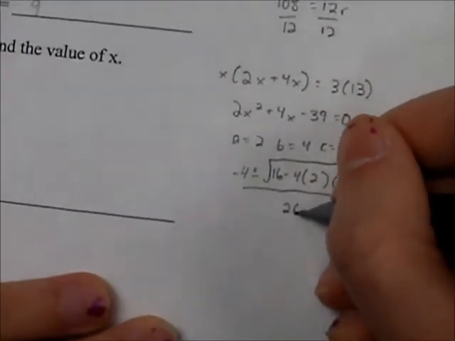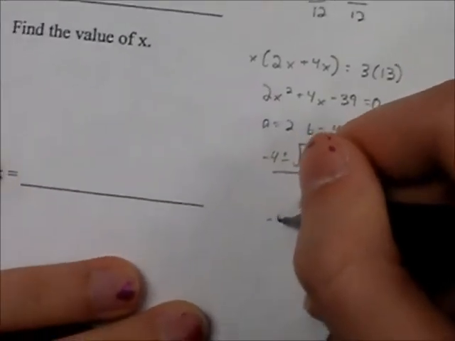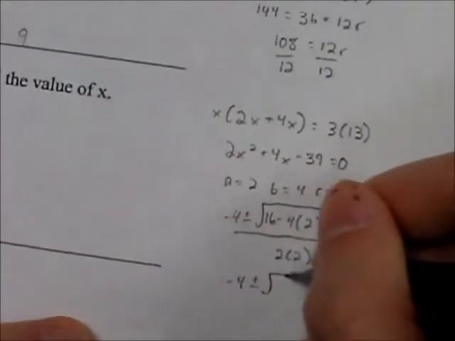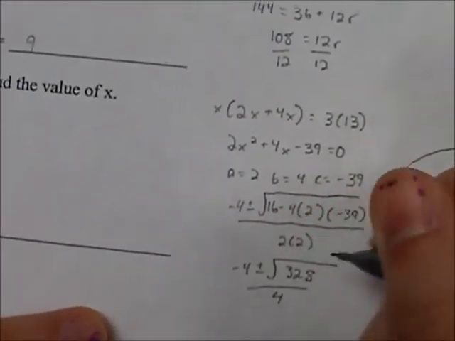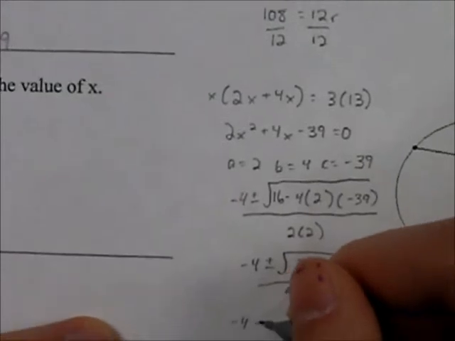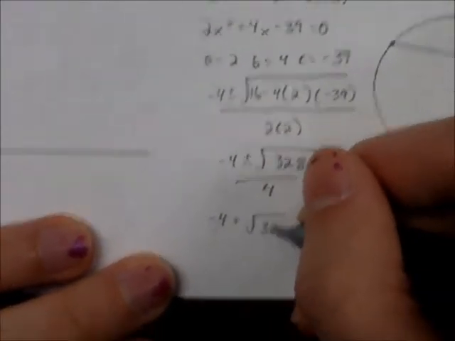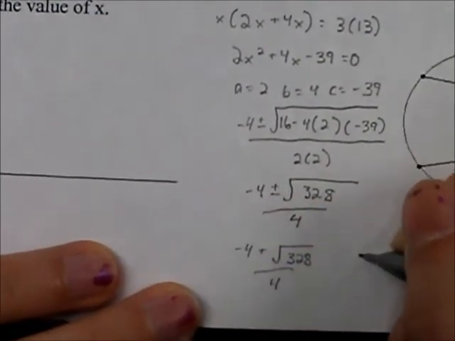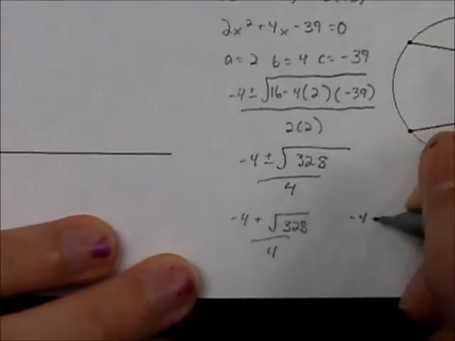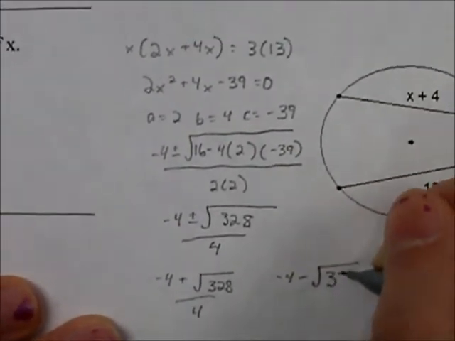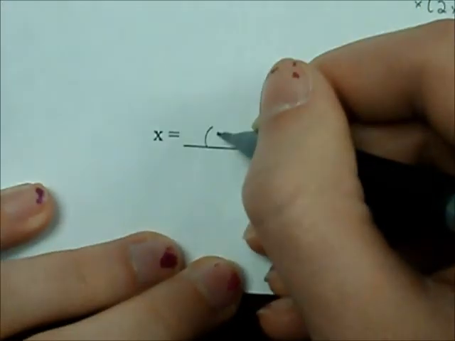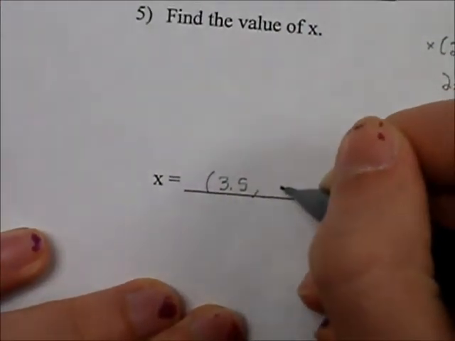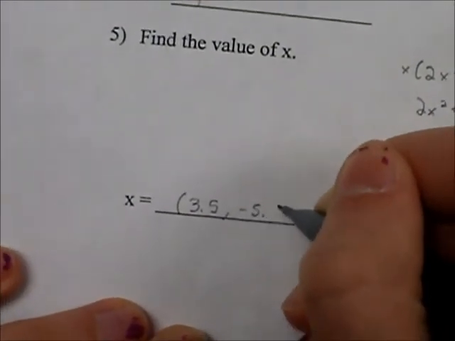And negative 4 plus or minus the square root of 328 over 4. We add and subtract, so negative 4 plus the square root of 328 over 4, and negative 4 minus the square root of 328 over 4. And the first one is 3.5, and the second one is negative 5.5. So that's the answer.